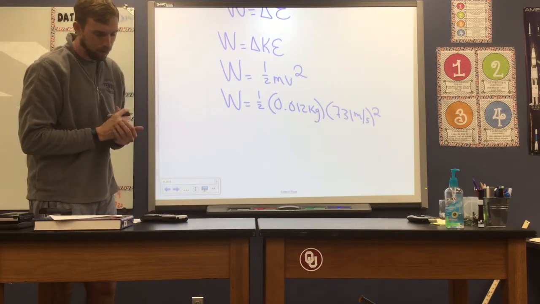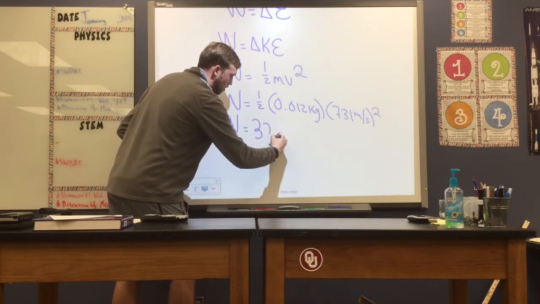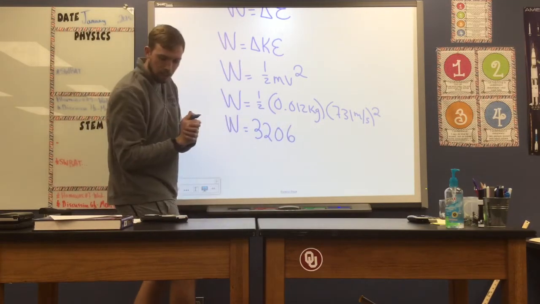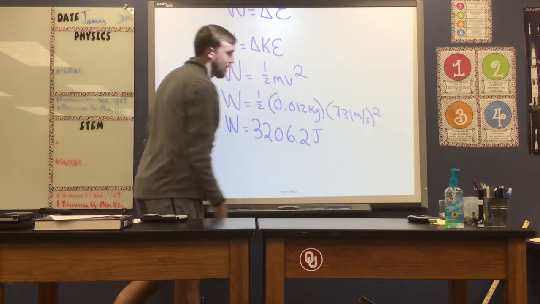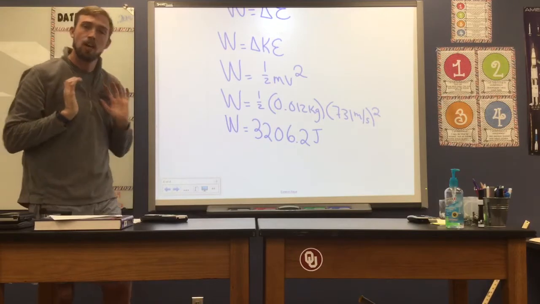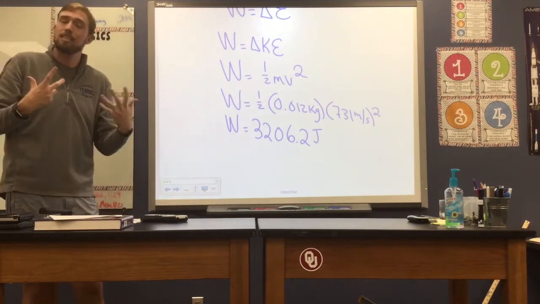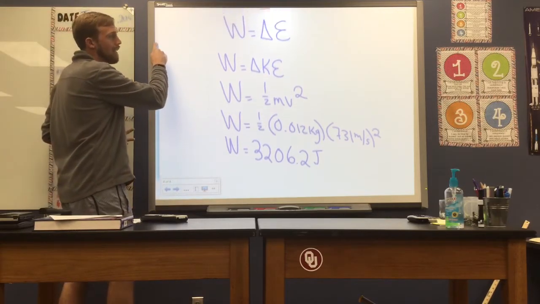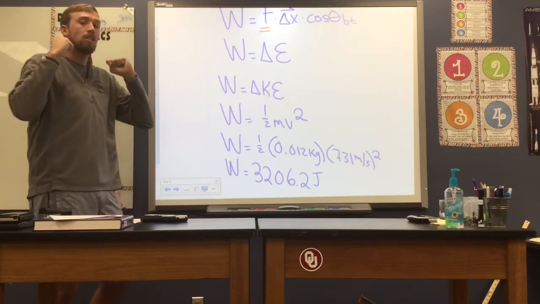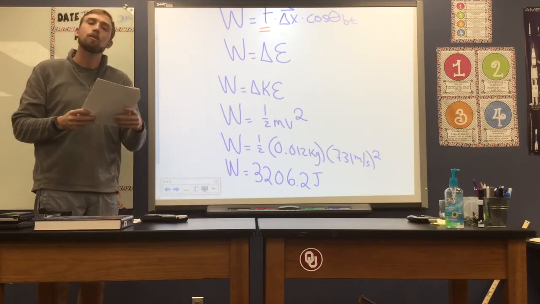That's going to give us a value for the amount of work being done. And I get right at about 3,206.2 joules. That's the amount of work that's being done on the bullet. How much the bullet's energy is increasing, right? It's gaining some kinetic energy here. Now, that's not what the problem is asking us. The problem is asking us, what's the average force being exerted on the bullet while it's being accelerated?